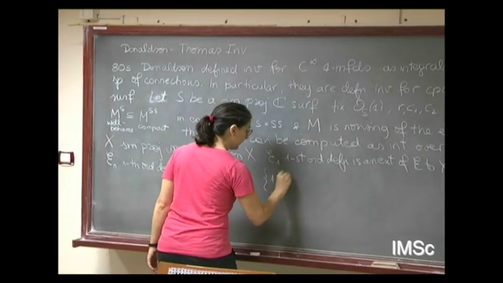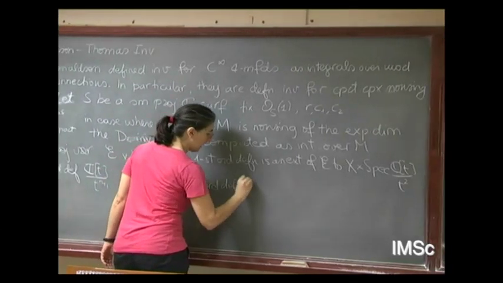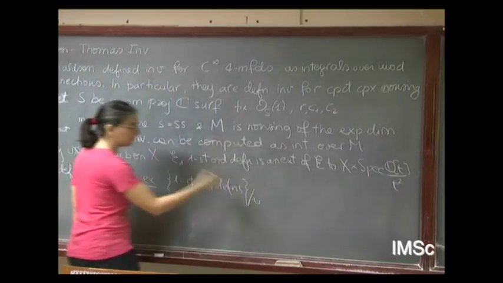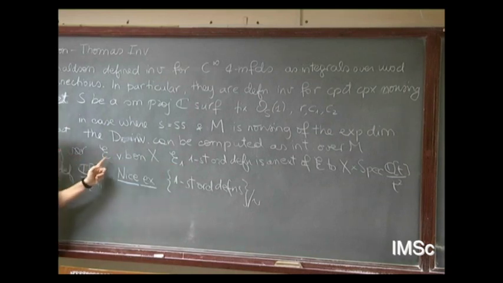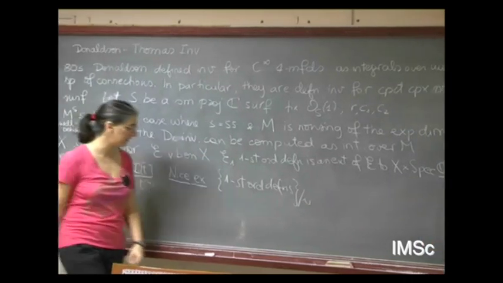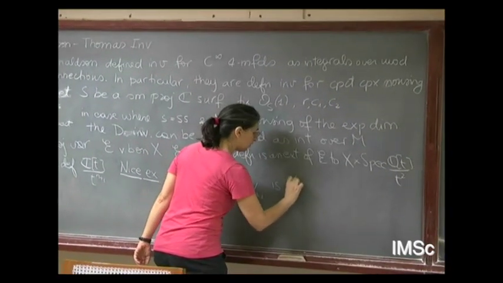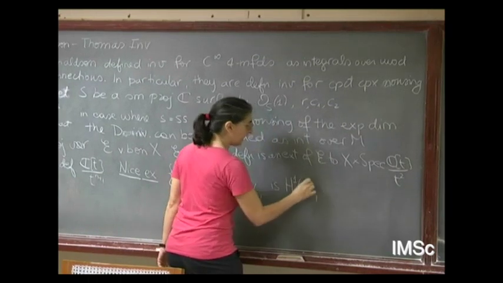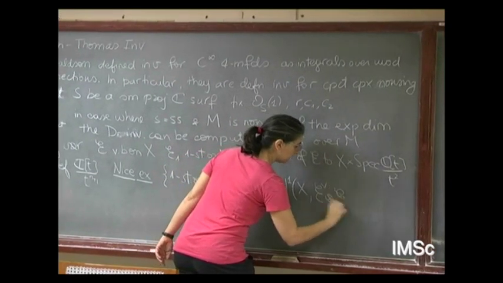first order deformations up to isomorphism, and here one has to explain what is an isomorphism. So this is an isomorphism which fixes the identification of the central fiber with E, is H^1 of Ext(E, E) dual tensor E.